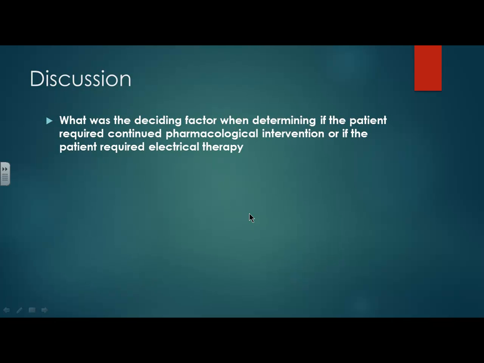All right, so what was the deciding factor between determining if the patient required continued pharmacological intervention or when we decided we need a shock? What was the deciding factor there? His hemodynamics changed, but the big thing to me would have been that number 1, we could not palpate a blood pressure anymore, and number 2, that his mental status was definitely changed. Okay? So defibrillation was the answer. Synchronized cardioversion.